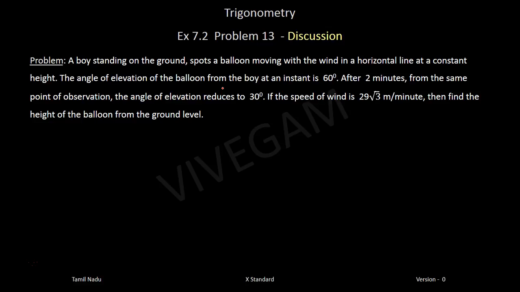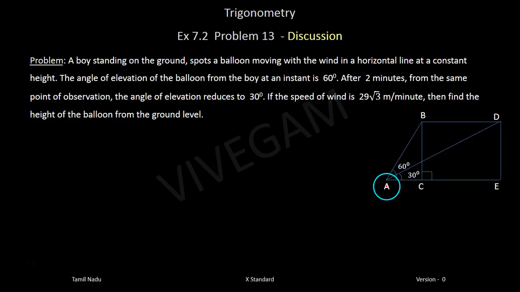Okay, so let's make a very simple diagram. So this is the boy, and this is the first position of the balloon, and this is the second position of the balloon. So from here he looks up, and this is a horizontal line, and this is a line of vision. So this is the angle of elevation, 60 degrees. Then when he looks up at this particular point after 2 minutes, the angle of elevation is 30 degrees.